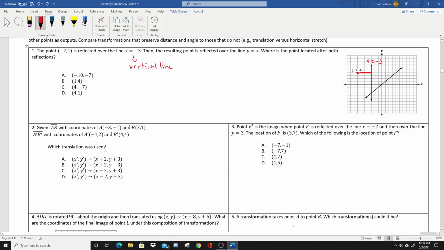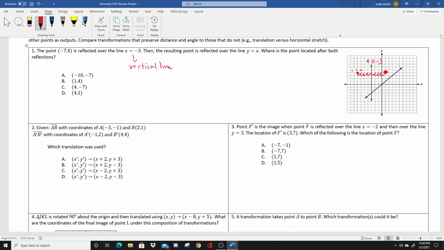And so how many units is that? This is 1, 2, 3, 4. So if you reflect it over this, it's got to be 4 on the other side. So 1, 2, 3, 4. So that reflected point would be right there.